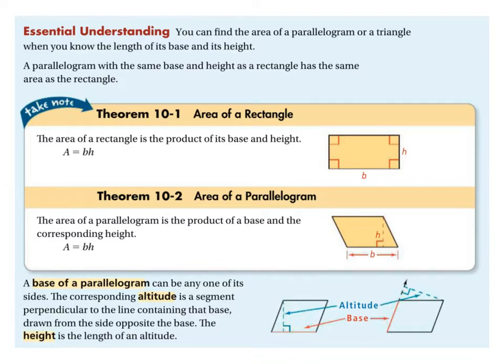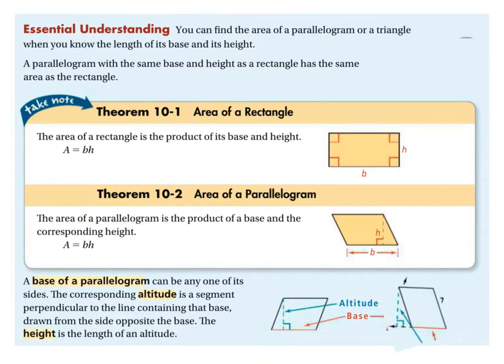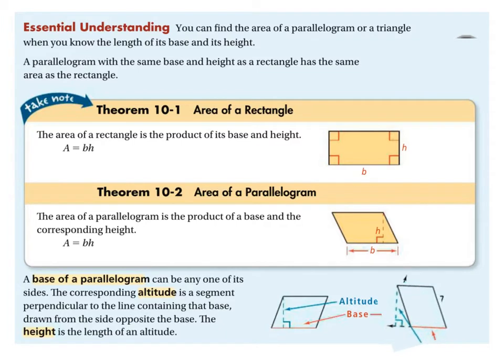I've made this rotatable, so check it out. We can take this and rotate it around like that, and now it's sitting on that red side as the base, and of course the altitude is the vertical height here, straight up and down from that top side.